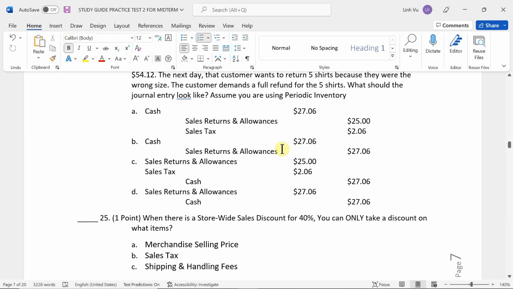So which one would you do? Would it be D? Let's see. You got sales returns and allowances and cash. Now, what did we charge our customers? A. You're going to be giving cash back and you're going to credit your sales returns and allowances with sales tax. Are you receiving money? No, you're giving money back. So A is definitely not an answer.